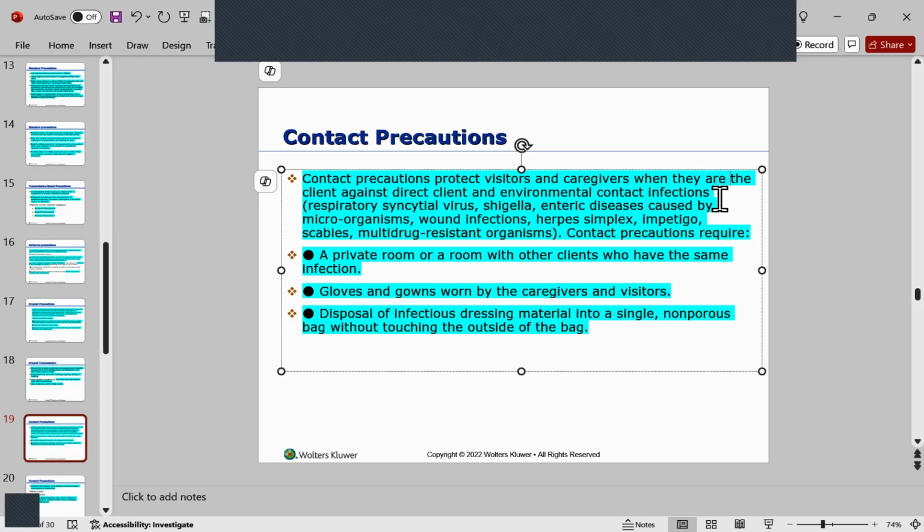Okay, so what do contact precautions include? Private room, or they can share a room with someone who has the same infection. Gloves and gowns required. Anything above gloves and gowns, if you think that there's going to be some kind of splashing or spraying, then you use clinical judgment and wear additional protection. But the standard for contact, gloves and gowns. And any infectious material, so if you're doing a dressing change on an infected wound, that type of thing, you put it into a single non-porous bag. Red biohazard bag is the best, okay? And don't touch the outside of the bag with that icky material, okay?